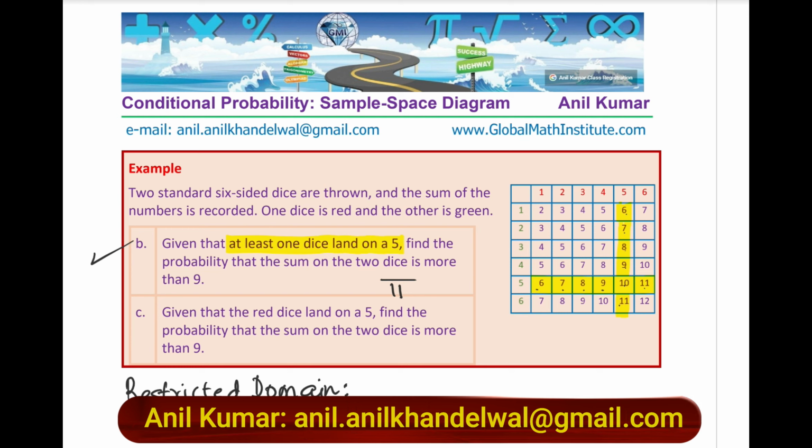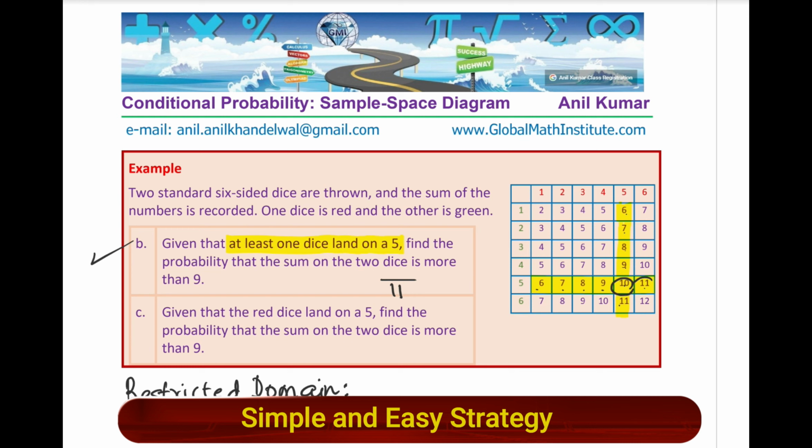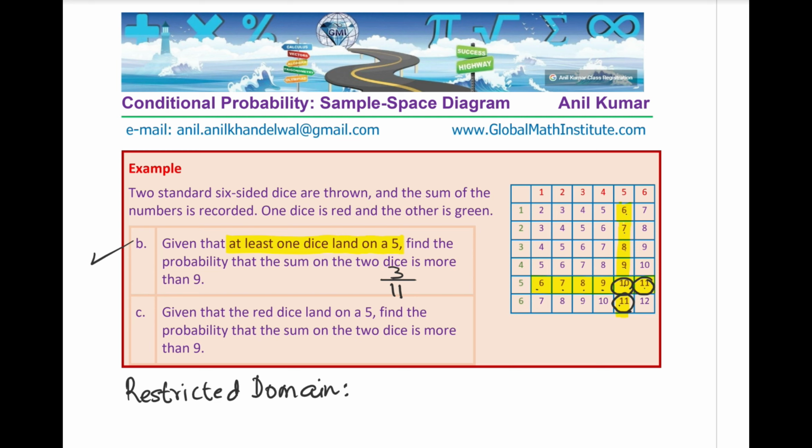So it says, given that at least one dice lands on 5, find the probability that the sum of the two dice is more than 9. Means it could be 10 or 11. So let us circle when it is more than 9, right? It is more than 9 in three conditions. So the probability is 3 over 11. Is that clear to you? So that is how we get the solution for part B. So for part B, we have 3 over 11 as the answer.